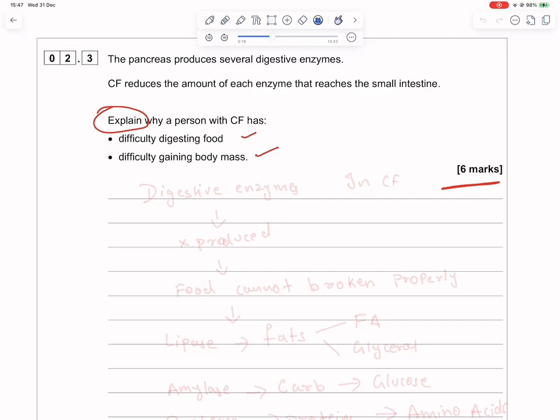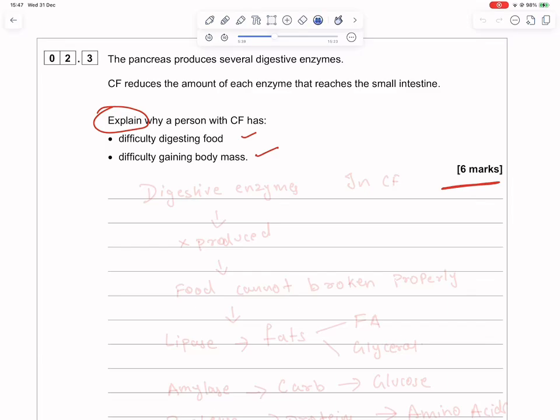Now we're going to identify the topic. This topic is about digestion, the roles of the enzymes and what they are, absorption, respiration, and linking the cause and effect: the difficulty digesting food, and because of that, gaining body mass.